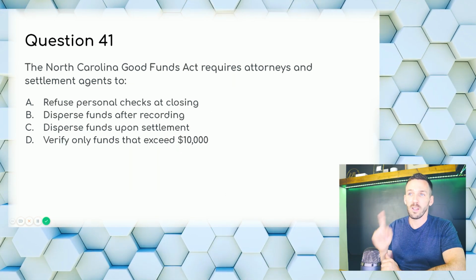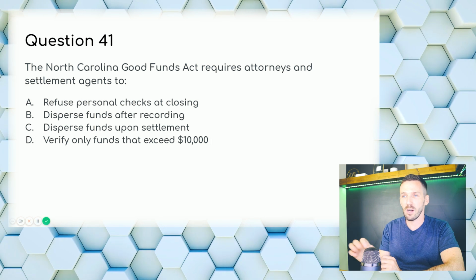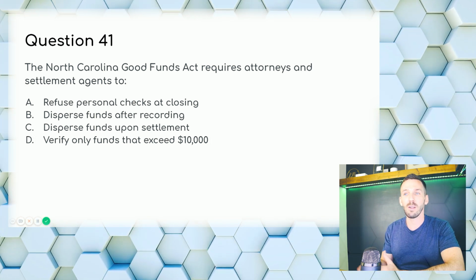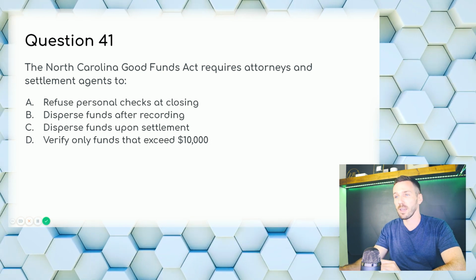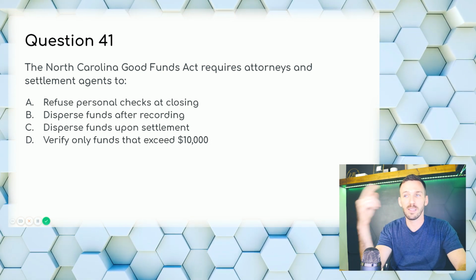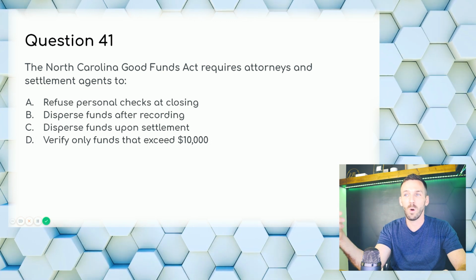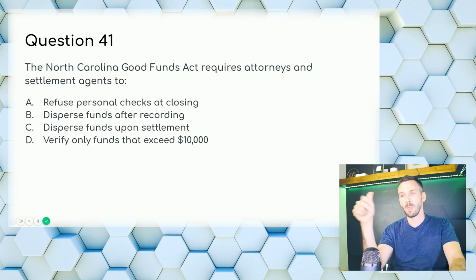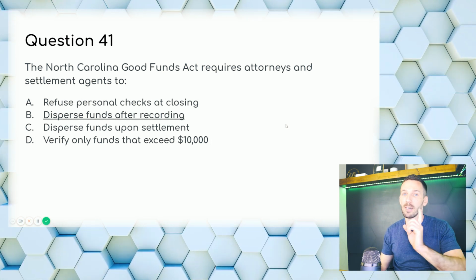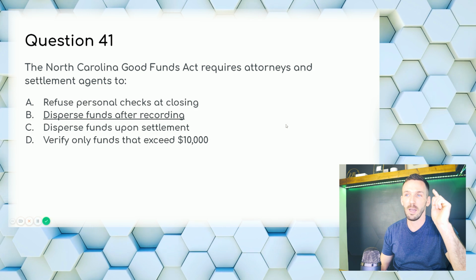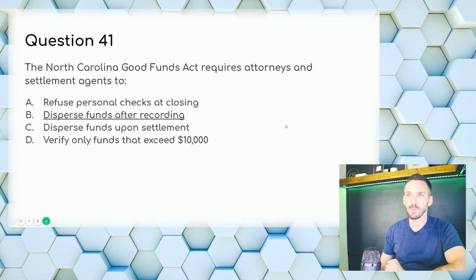Question 41. The North Carolina Good Funds Act requires attorneys and settlement agents to A, refuse personal checks at closing. B, disperse funds after recording. C, disperse funds upon settlement. D, verify only funds that exceed $10,000. So money is not dispersed until after everything is recorded in a public notice. So the answer is B, disperse funds after recording.